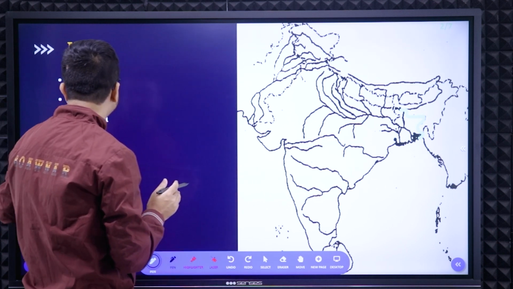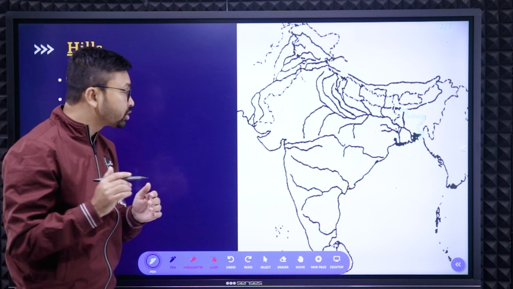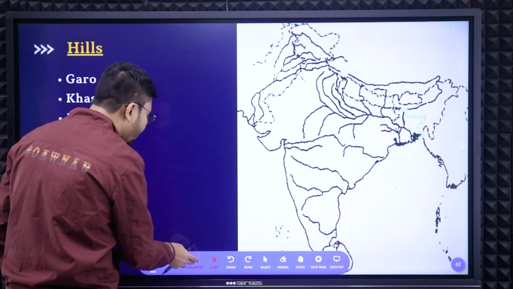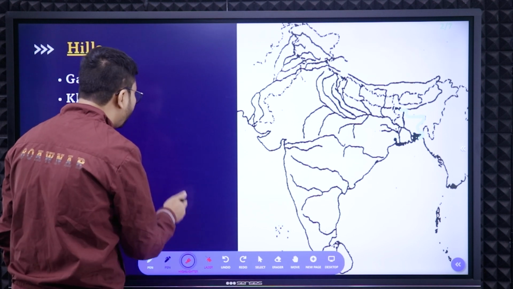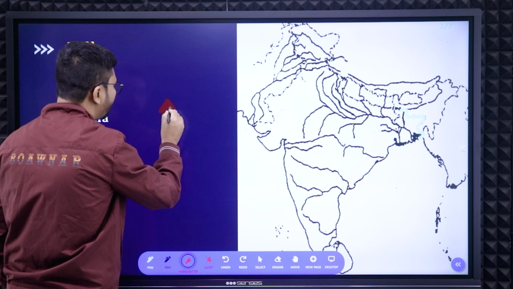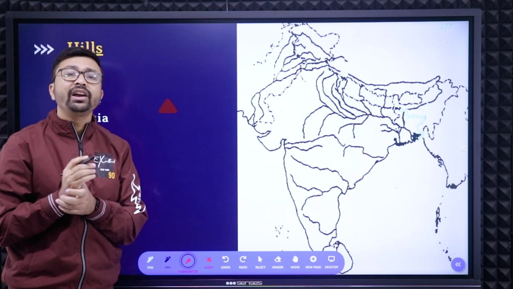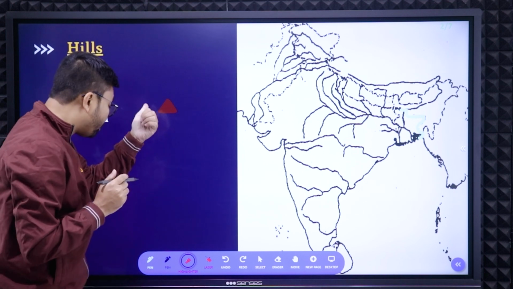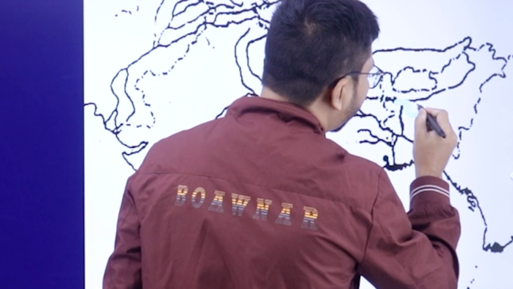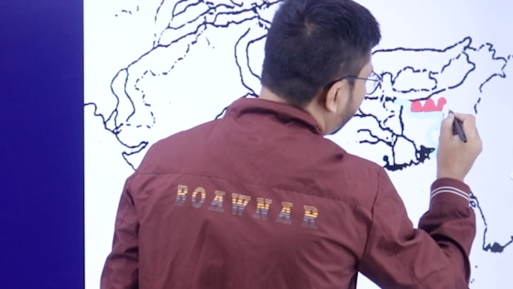They will be in a particular sequence: Garo, Khasi and Jaintia. How will you mark them? Remember, hills you need to mark with red color, but it should be filled with the color like this, or you can use brown color also. A mountain peak should be only a triangle, but the hills should be filled with the color. So here you have to make three triangles. The first one is the Garo, next one is the Khasi, and the third one is the Jaintia.